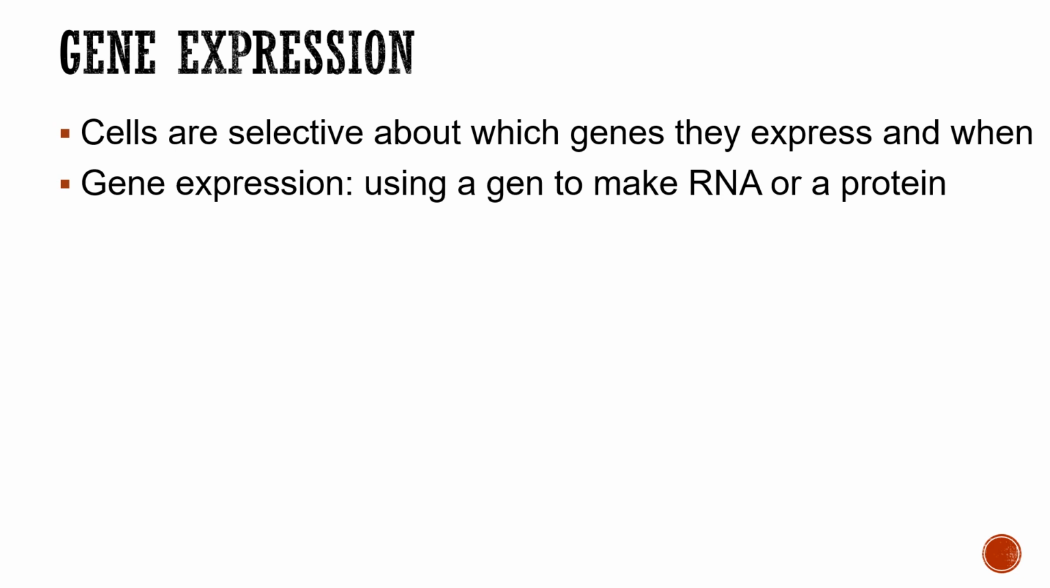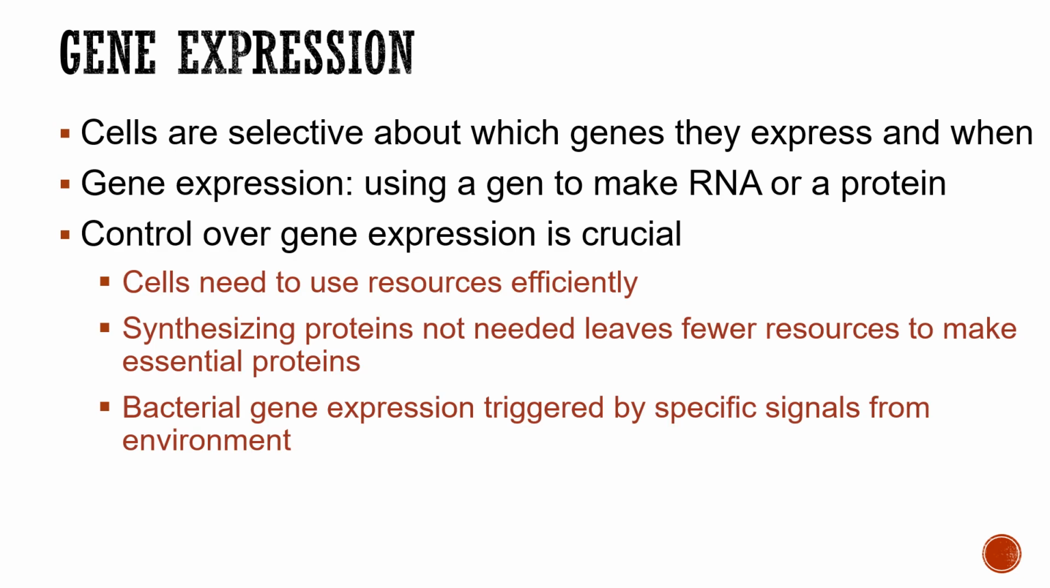Again, this is using a gene to make the RNA or protein. So controlling that expression is crucial. Our stomach cells have the ability to make hydrochloric acid, but we wouldn't want to make hydrochloric acid in our eyes. So again, controlling which proteins get made and when is very important.